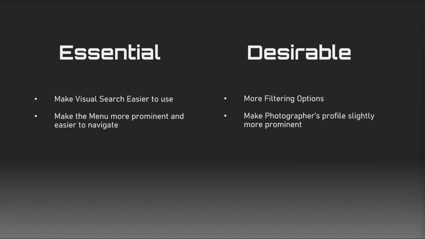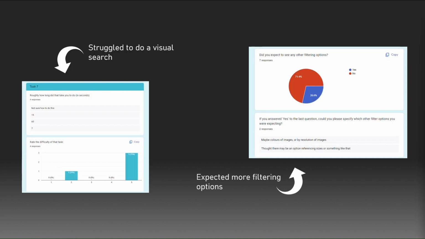Many participants could not figure out how to visual search, so I felt that was a priority to change. Secondly, one of the two participants struggled to find the menu, specifically the About page. Two participants commented on potentially having more filters, and a few participants struggled to find the photographer's profile, so I thought I should lightly make that more prominent.